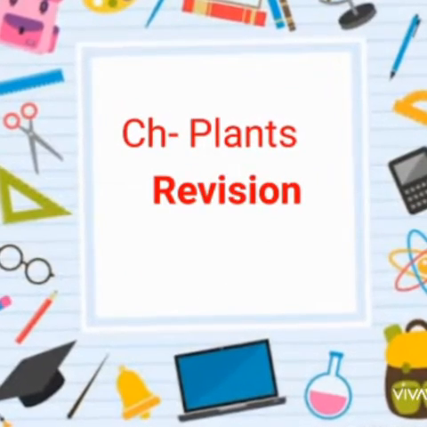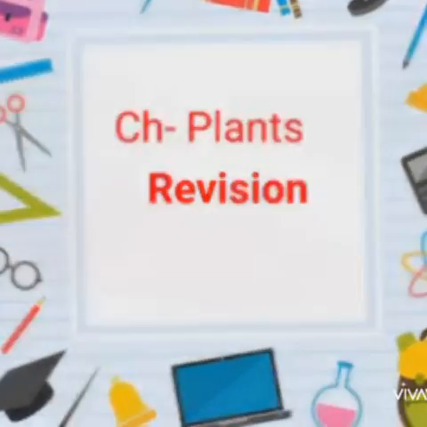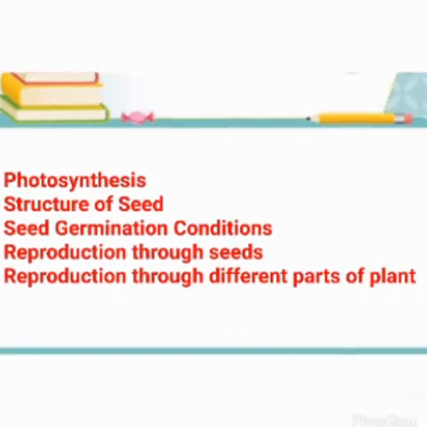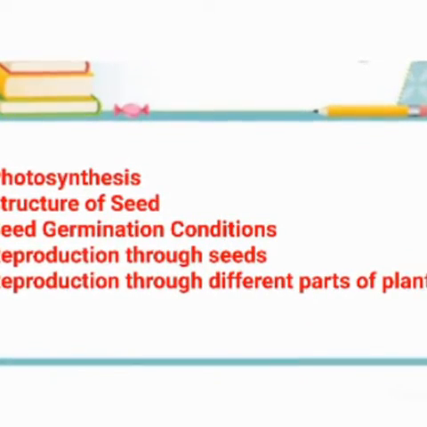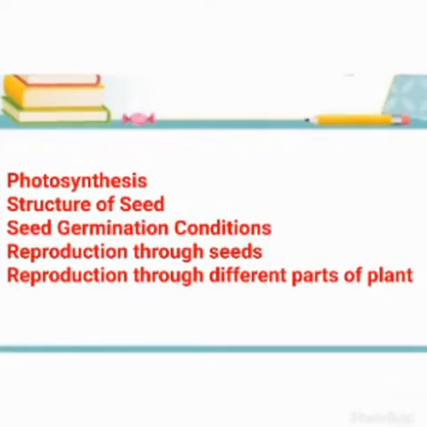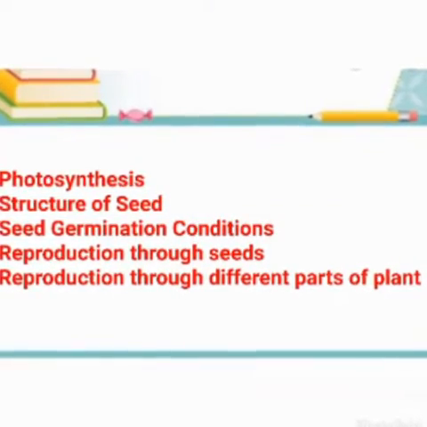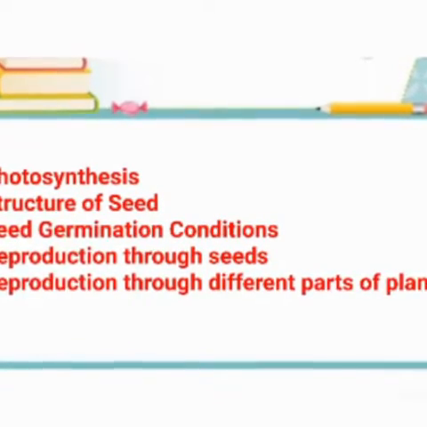As we are discussing our lesson number 2, plants, in the previous lecture we discussed reproduction through different parts of plants, right? Through stem cutting, through leaves, and through underground stem. We have discussed all these parts. Okay, now tell me one thing.